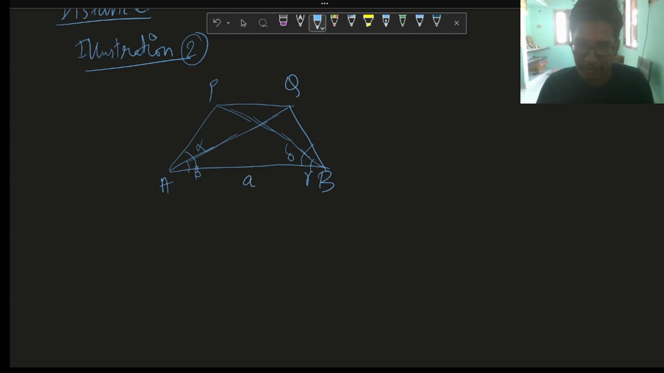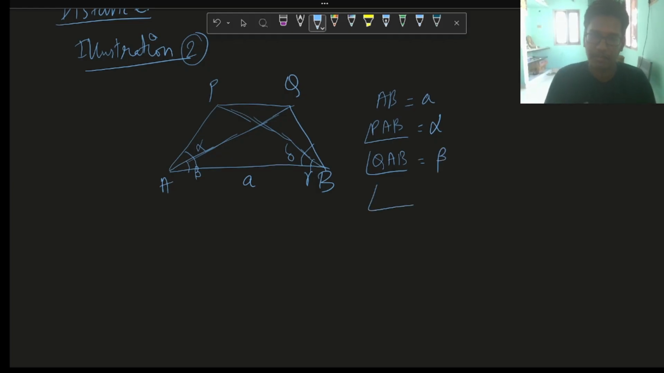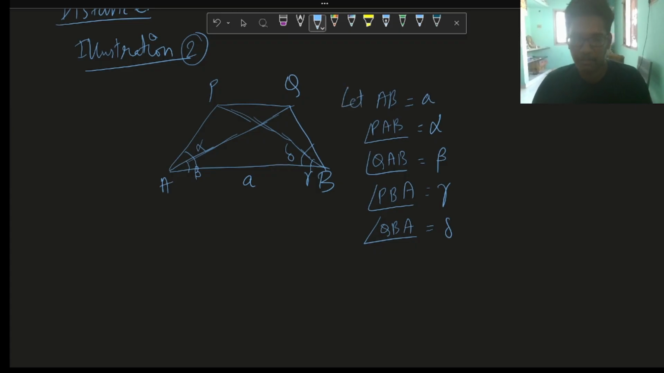Okay, now this base is A. Now let's name it AB equal to A, and angle PAB equal to alpha, angle QAB equal to beta, angle PBA equal to gamma, and angle QBA equal to delta. So this is what we'll consider.